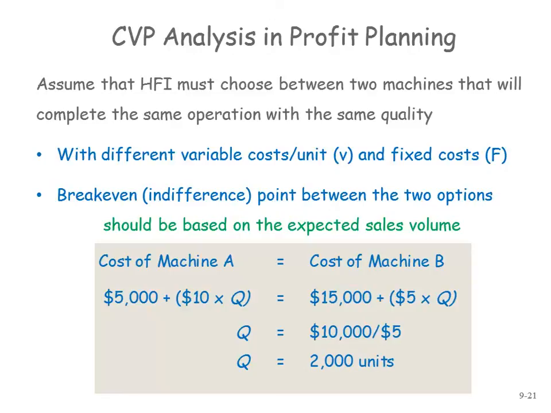You know you have a pretty good flow of business. 3,000 units. Which machine? Which one? B. Increased your fixed cost versus your variable cost. Just to prove it, what's the profit for each of these with 3,000 units? At 2,000 units, they have the same profit.